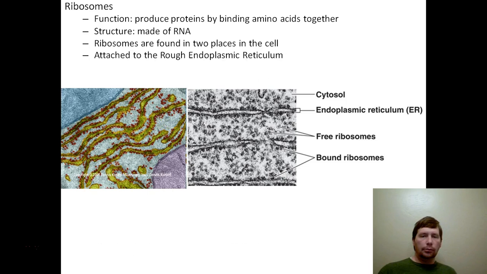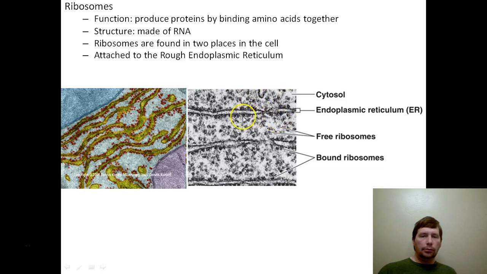The first place you can find them is attached to an organelle that's called the rough endoplasmic reticulum. This picture over here shows that. This yellowish green thing here is the rough ER, and these little red dots, those are the ribosomes. So some of the ribosomes inside your cells are attached to the rough endoplasmic reticulum.